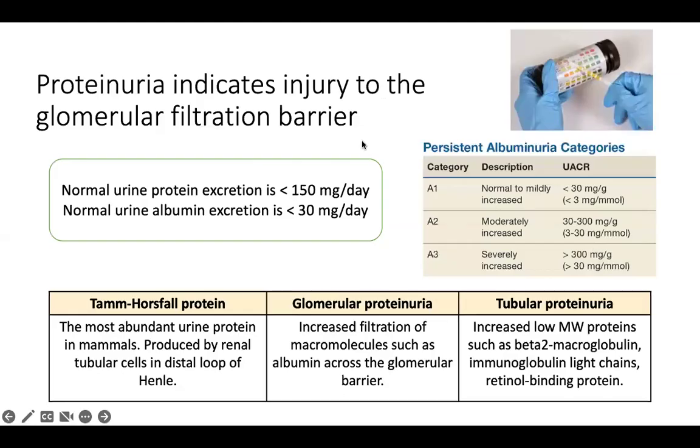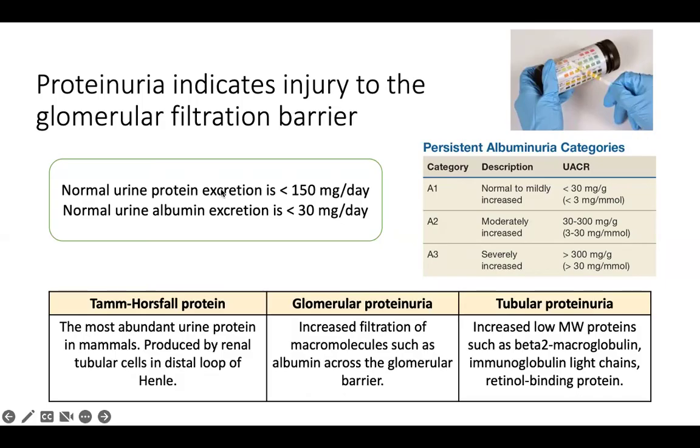So now that we understand this barrier in the glomerulus, we can understand that if we're detecting protein in the urine, that's not good. That's indicating injury to the glomerular filtration barrier. Because really, your white blood cells, red blood cells, your proteins, your antibodies, hormones, and nutrients should be staying in the blood. You don't want to be losing that in the urine.